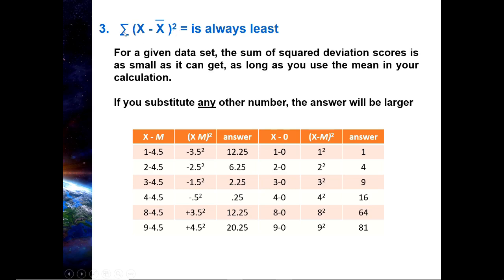Because it says sum them. So we did all the x minus x bars. Then we squared them. The next step is to sum them. So here is the sum. If we added all these up, we'd get 53.5.